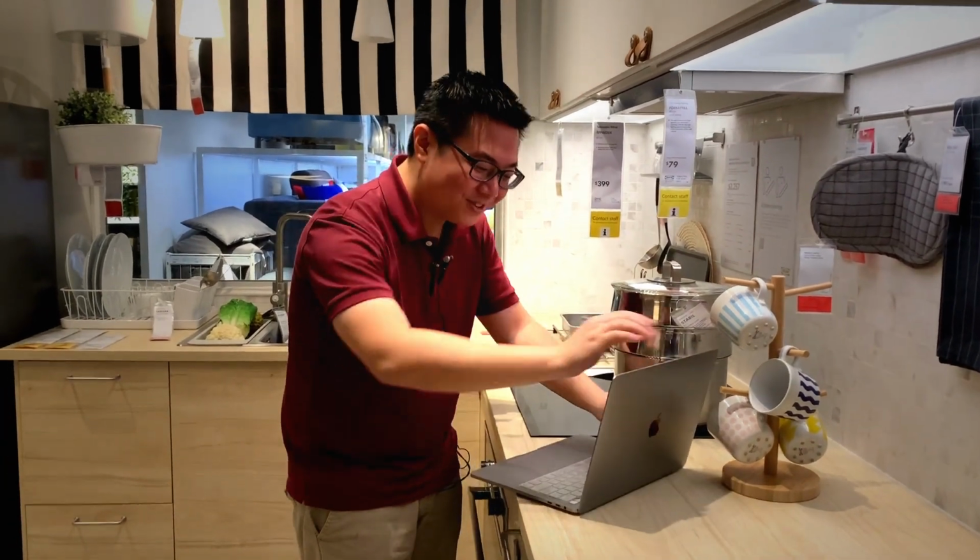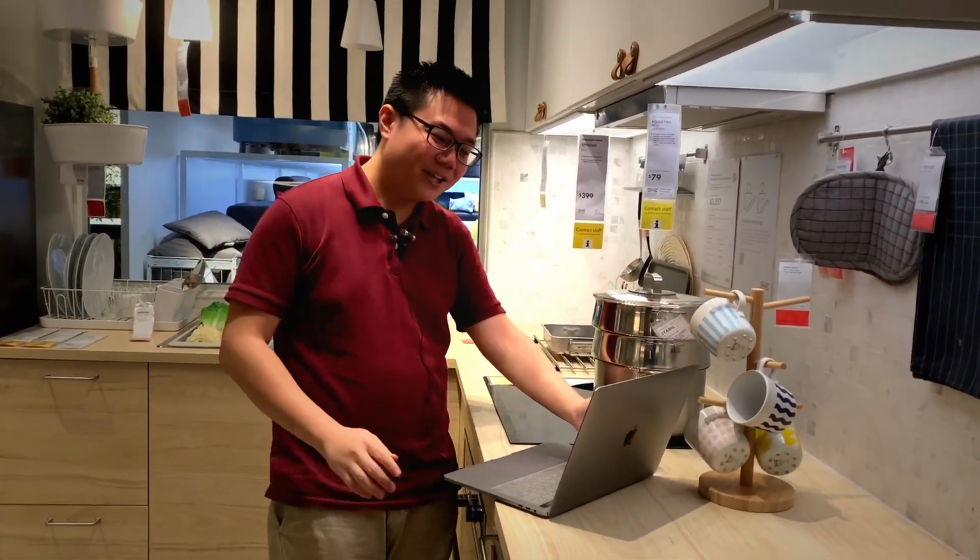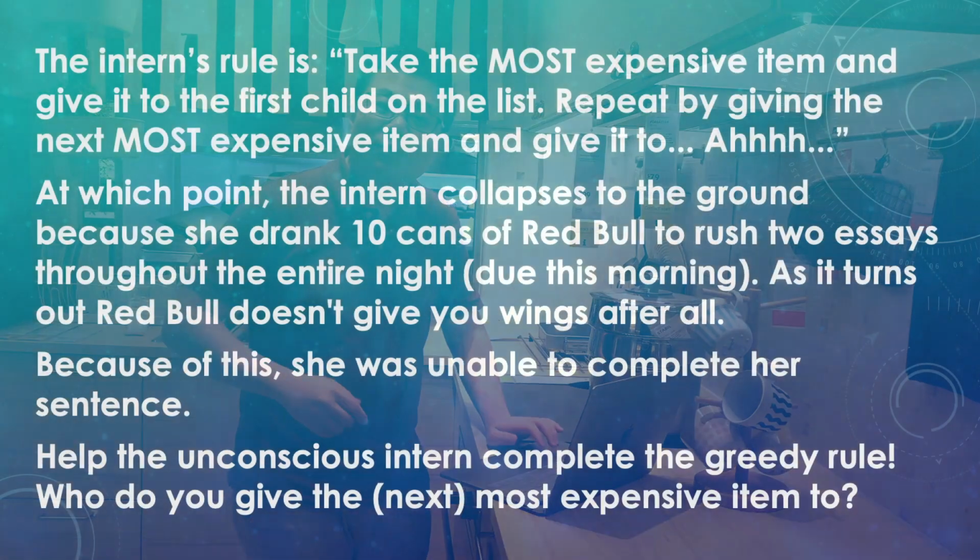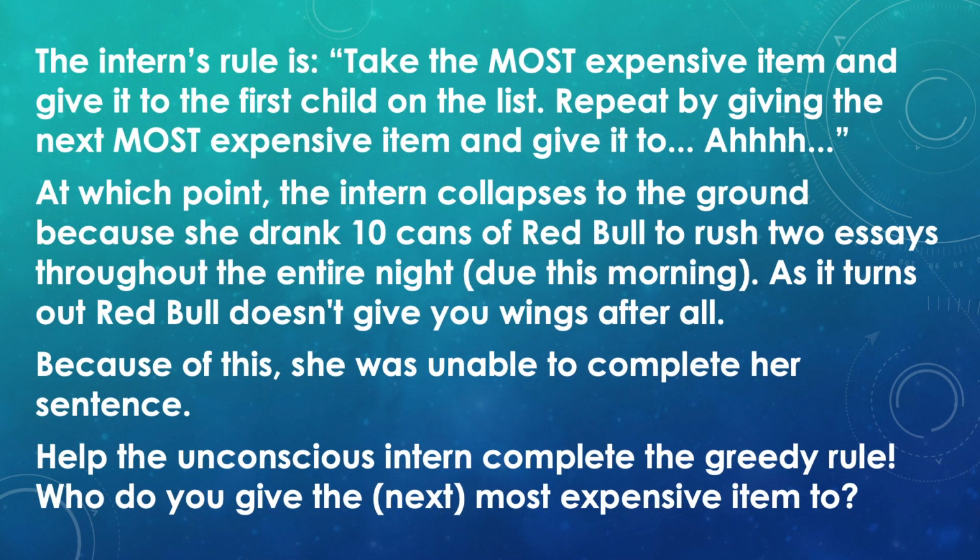Okay, so let's move on to the next section. The next question is asking, you had an intern that's proposing a better solution, a better greedy rule. But then your intern actually fainted while on the job. So, let us complete what is the greedy rule that this intern is trying to propose.